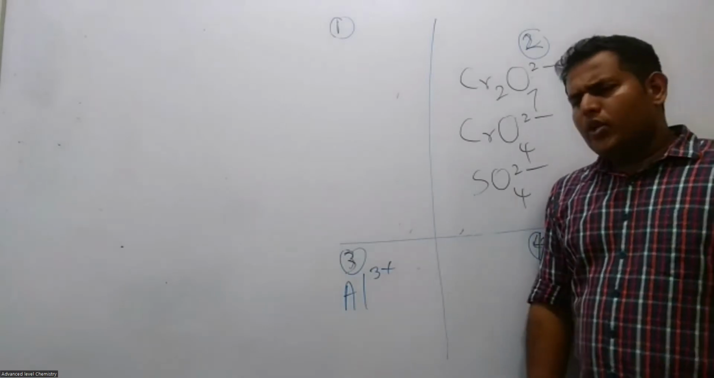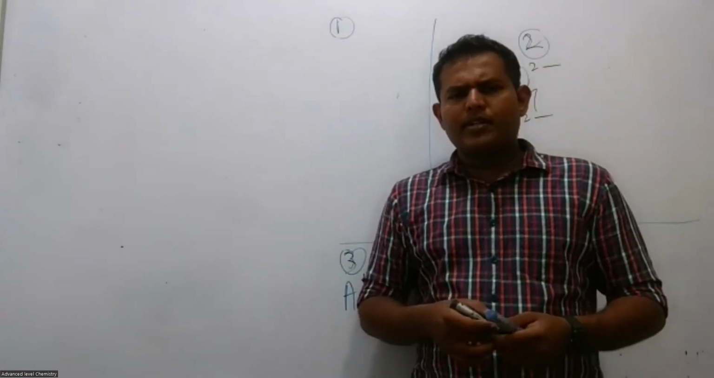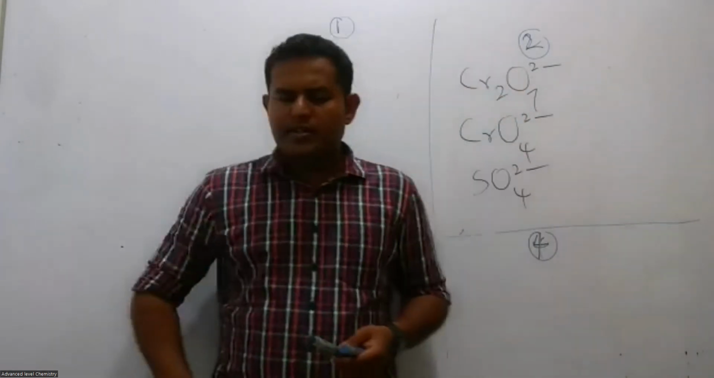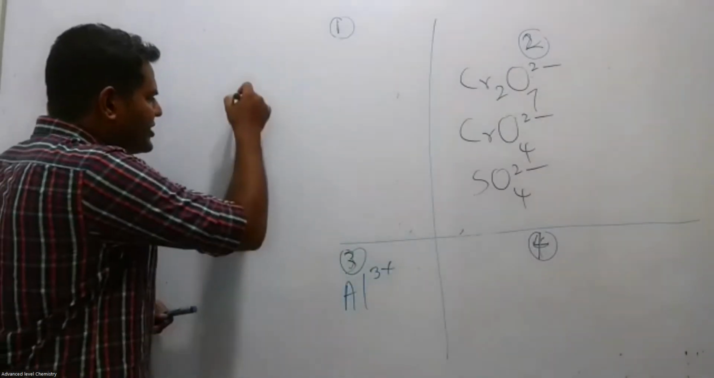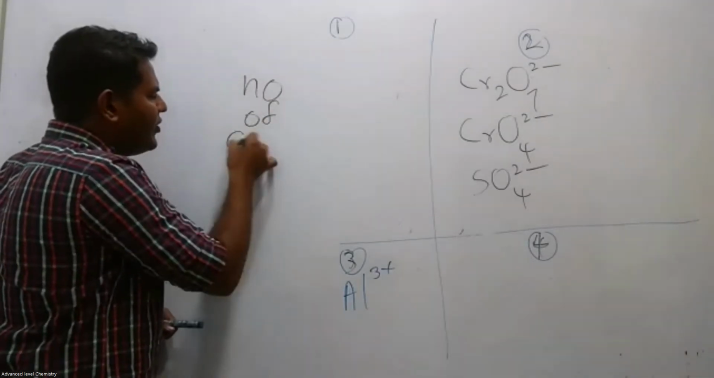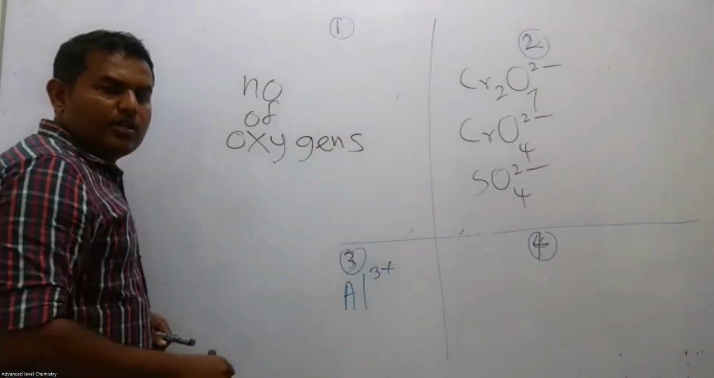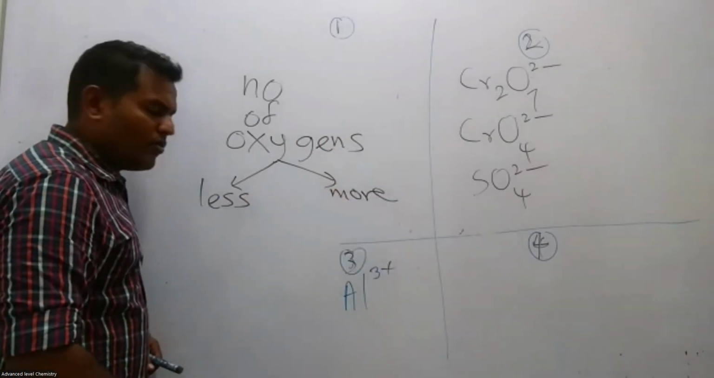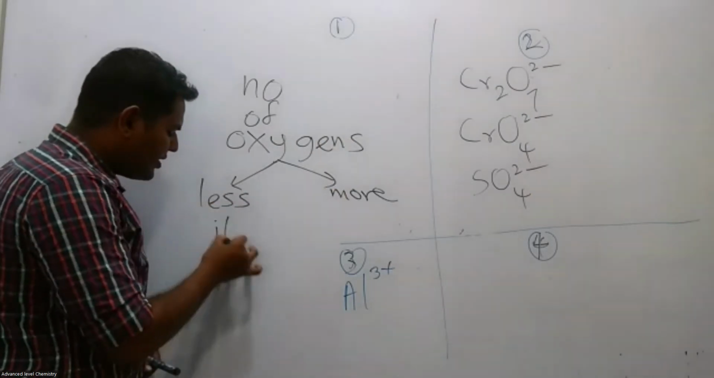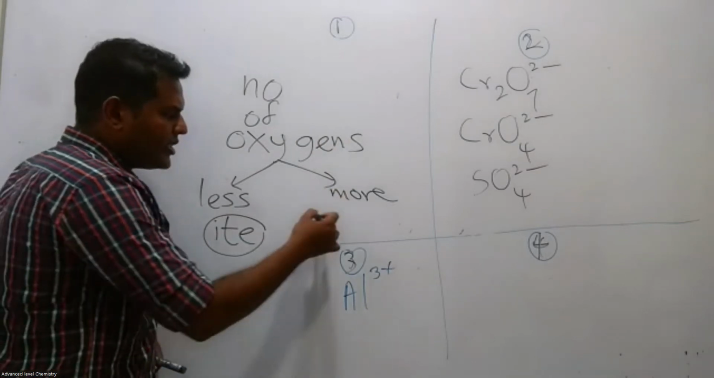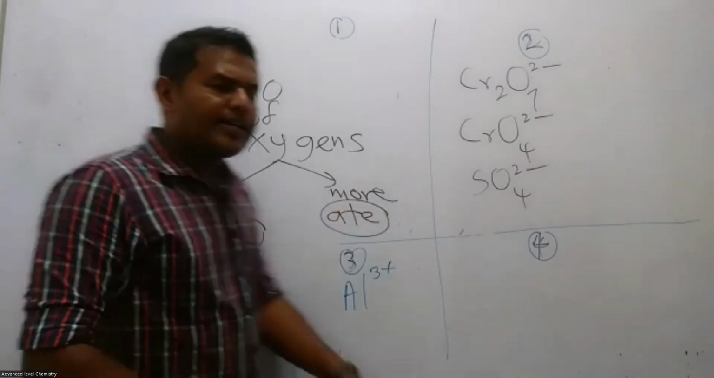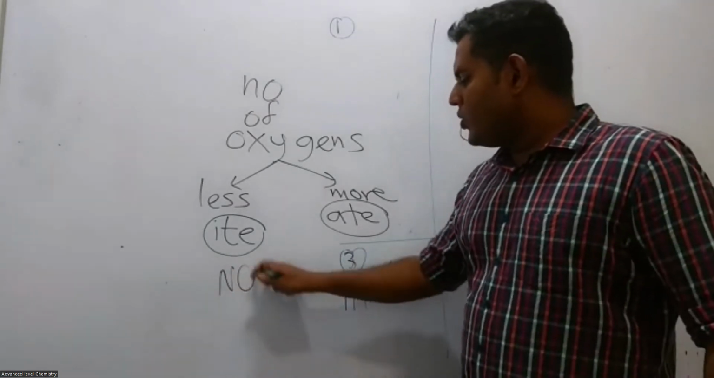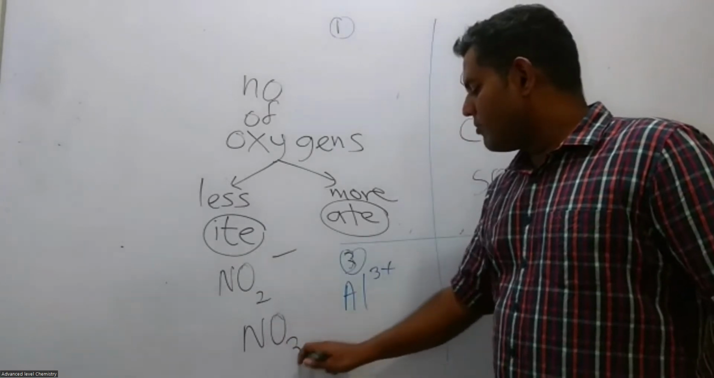Do you know the difference between nitrite and nitrate? How to write nitrite? How to write nitrate? There's a trend here. It depends on the number of oxygens. When the number of oxygens is less, we say the suffix ite. When the number of oxygens is more, the suffix is ate. So when I'm asking nitrite and nitrate, I write the two: one is NO2 minus and the other one is NO3 minus. Both have valency 1.